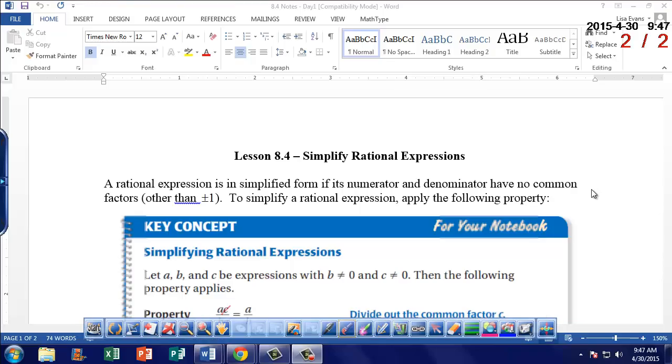Hello, today we are starting Unit L. We are starting with Lesson 8.4. I split 8.4 up into 2 days. Today we're just going to focus on simplifying rational expressions. We do need to remember how to factor in this whole unit. Okay, so let's go ahead and get started.